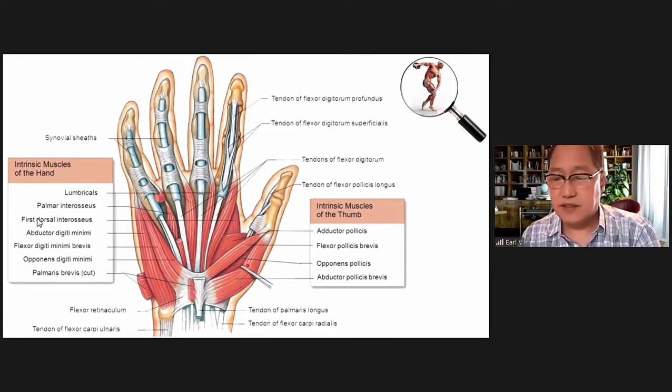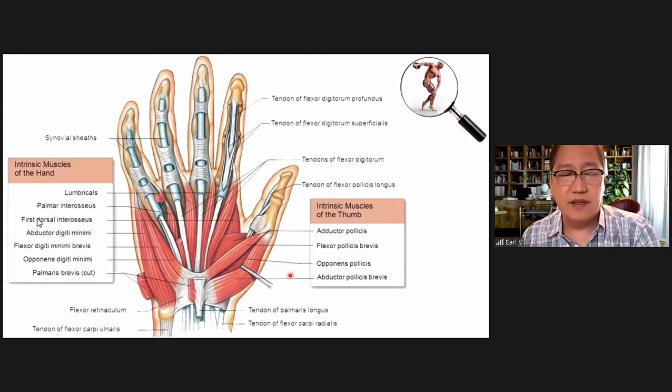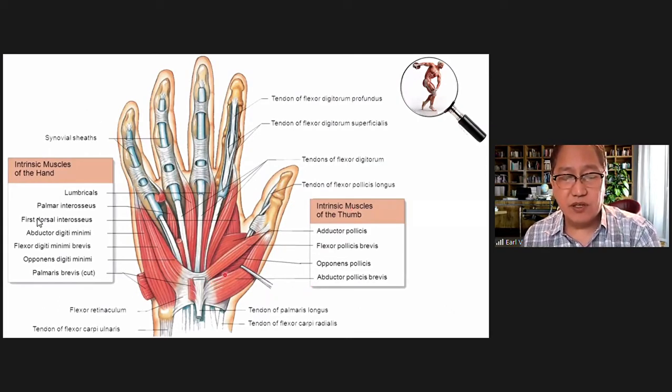Okay. Oh, let's go to the hypothenar muscles. The hypothenar muscles are mirror images of the thenar. Opposite kasi sila eh. Ito yung hypothenar. Ito yung thenar. So they arise from the flexor retinaculum and its medial bony pillars. Yung katulad nung sinabi ko, yung thenar muscles, andito yung mga lateral pillars, doon nag-originate yung mga thenar muscles. Yung mga hypothenar naman, dito nag-originate sa medial pillars of the carpal bone.